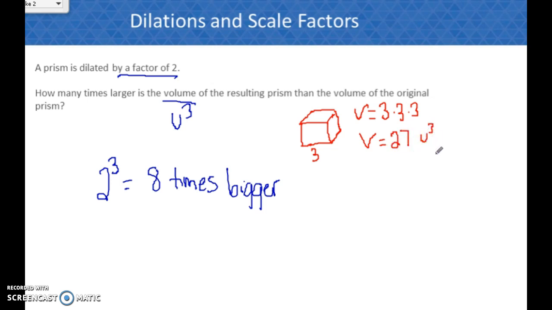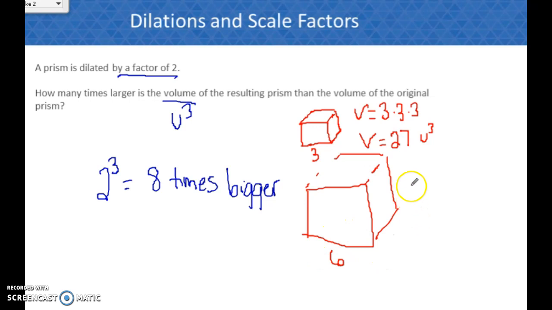Now I want to apply the scale factor to it. So I'm going to go over here, it says my scale factor is 2, so that means on my new cube, my bigger cube, all of the side lengths are going to be 6. Just pretend like that's a cube. Sure, why not? Okay. So now all of my side lengths are 6.